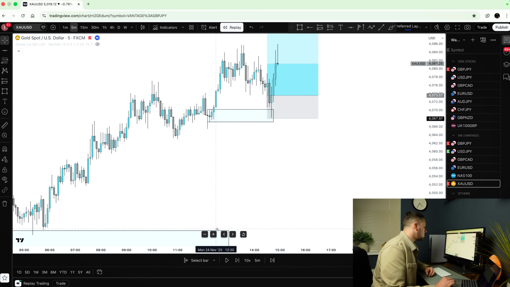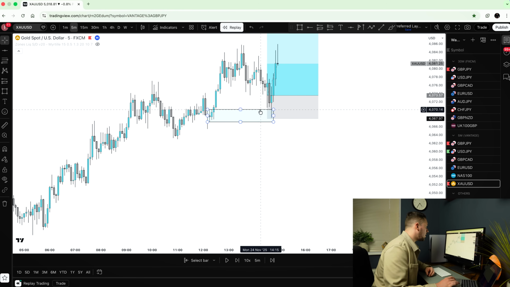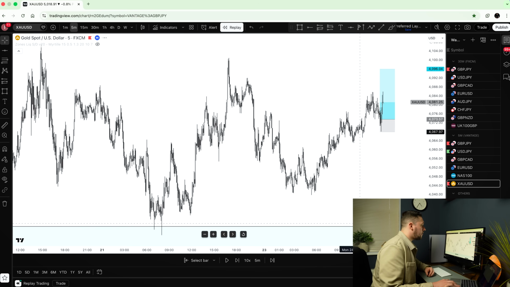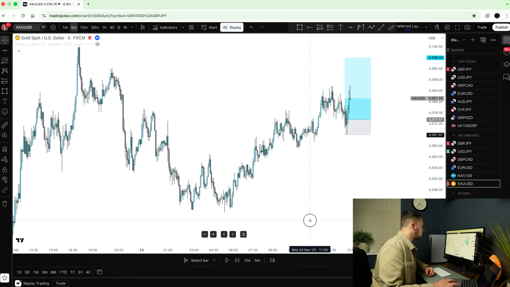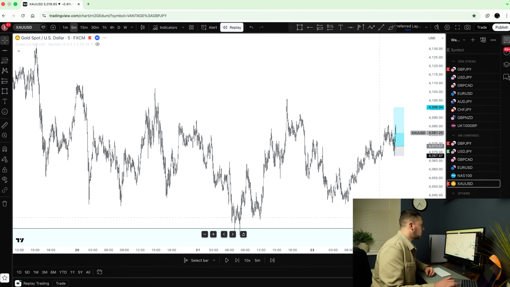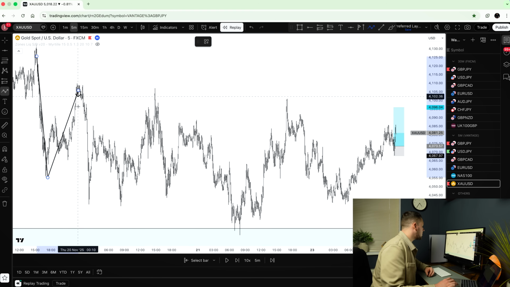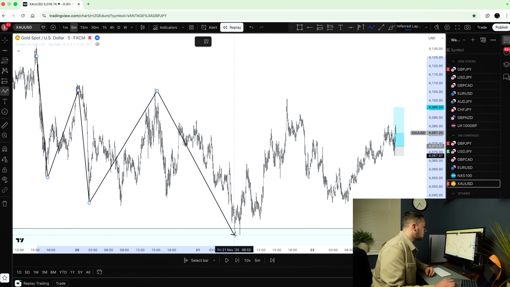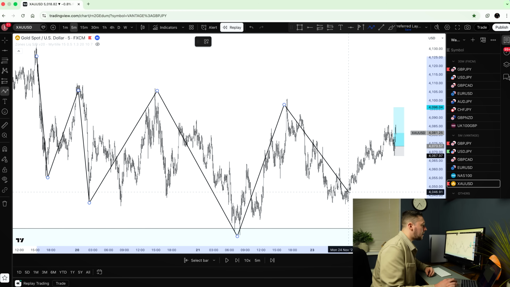Now, if I remove all of these drawings off here first, I will show you what I mean. If you look at this trade from face value, you're going to think, right, hang on, what we've got here, we're making higher highs, higher lows, right? So you're going to think, right, we're in a bearish market here. Why would you take any buys?